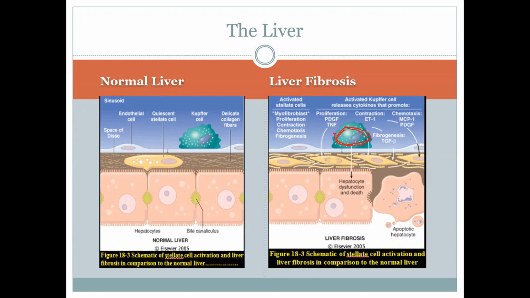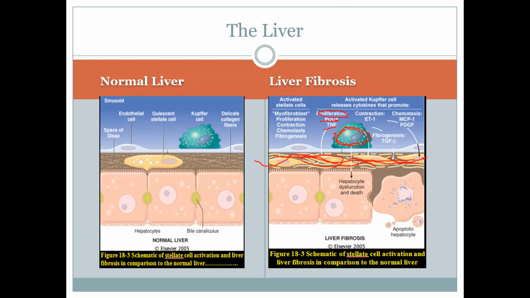and releasing cytokines that promote proliferation, such as the PDGF, the platelet-derived growth factor, and the tumor necrosis factor, which will promote the proliferation of the ito cells, which will switch from producing type 4 collagen to producing type 1 and 3 collagen in higher amounts than normal, resulting in the formation of a continuous layer of fibrous tissue in the perisinusoidal space.